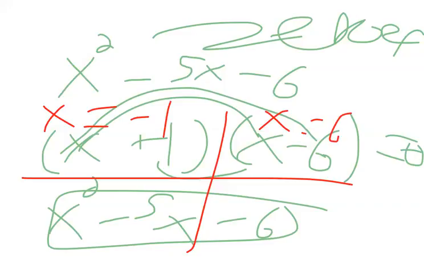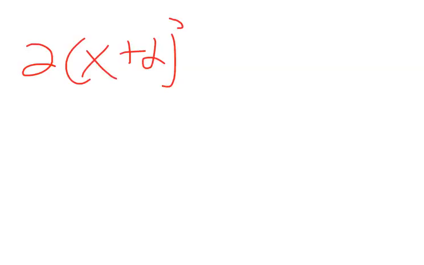And you move on. Okay, let's solve another problem. 2 times (x plus 2) squared minus 4 equals 28.